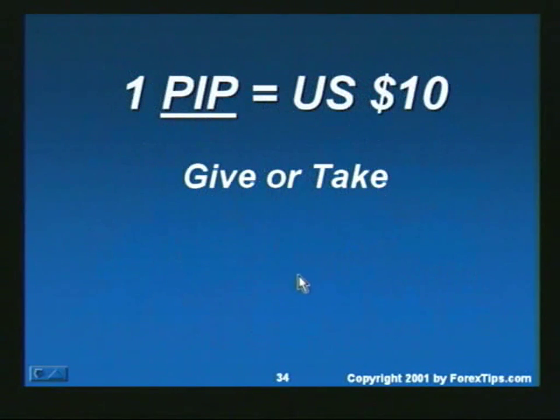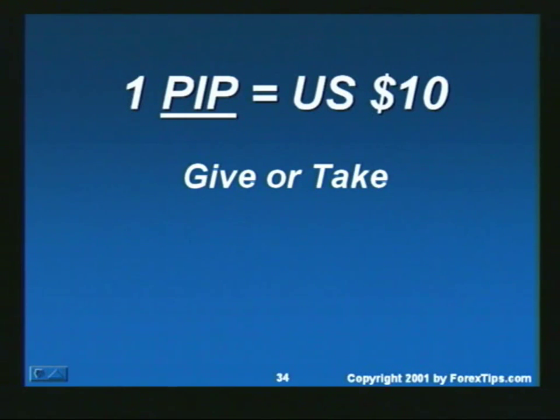Now 1 pip equals approximately $10, give or take. Whenever you boot up your software, the software will always tell you, depending on the currency you're trading, how much you're making per pip. The price per pip, depending on the currency, runs approximately $6.50 all the way up to $10 a pip, depending on the currency you're trading.